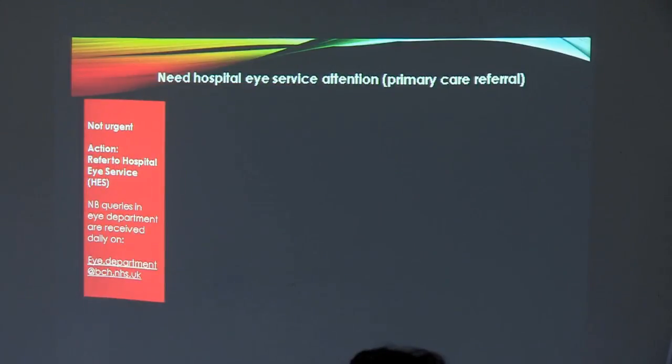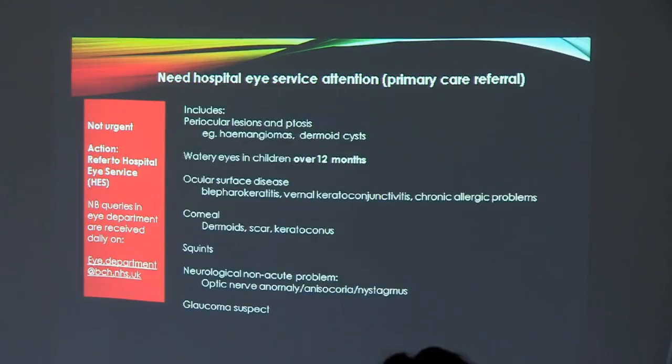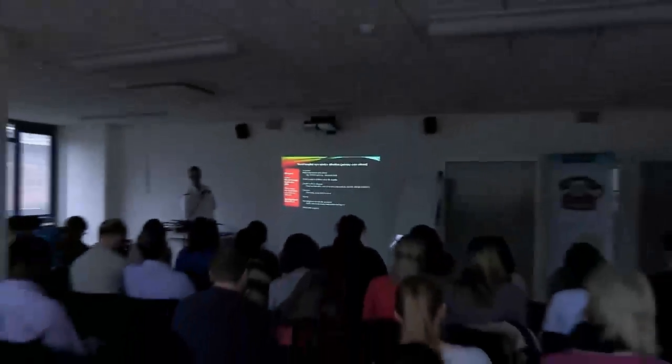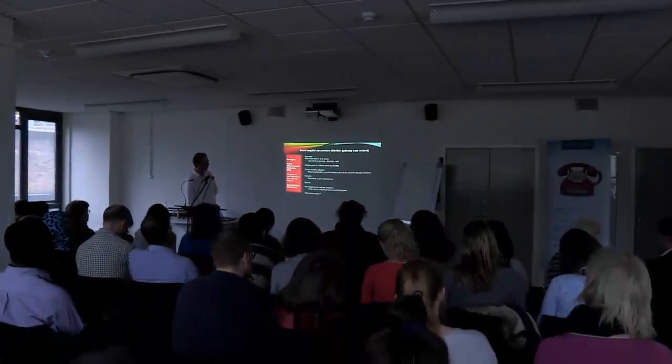So the not urgent things. And by the way, this is an email for the eye department for clinical queries. This is looked at every day. These are things like hemangiomas on the eyelids, lumps and bumps around the eyes, watery eyes in children over 12 months. Under 12 months, there's a good chance that they'll resolve and don't need referral. And all these different types of ocular surface disease, which are quite common in children. Corneal problems that are a bit less urgent, particularly if they're older, squints, and non-acute neurological problems like anisocoria, if the pupils are different sizes on each side.